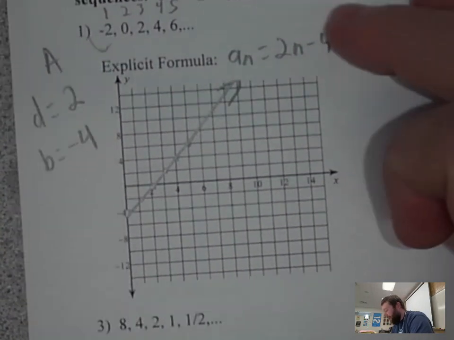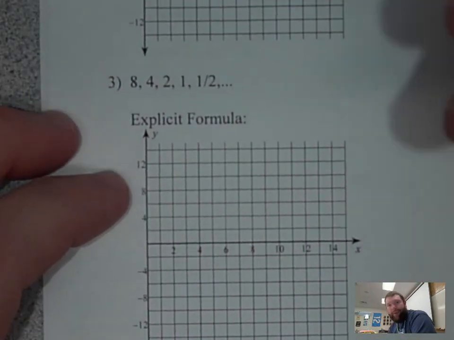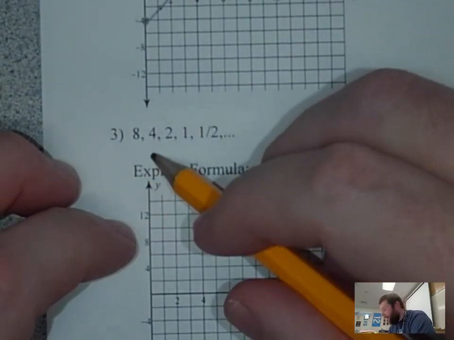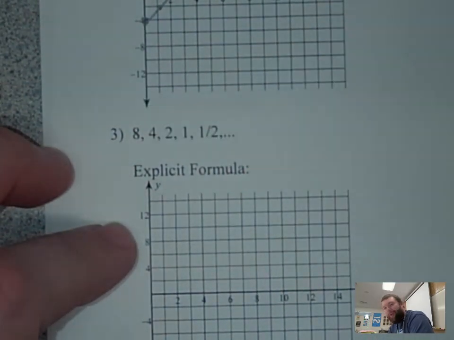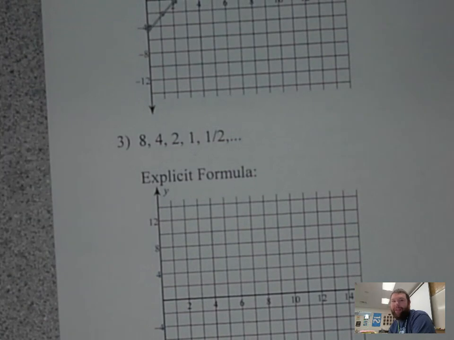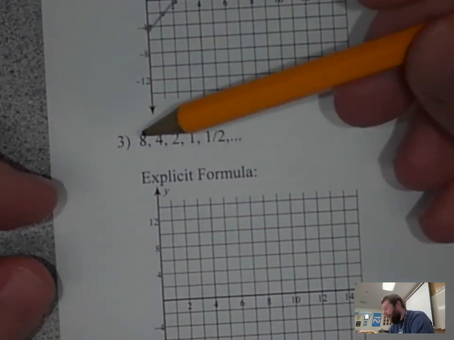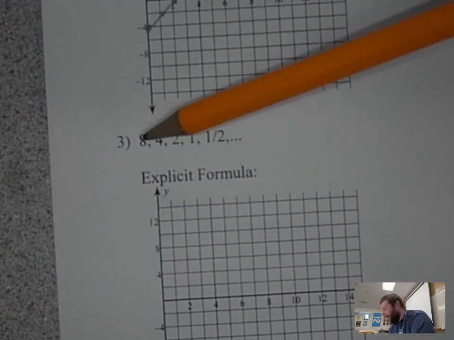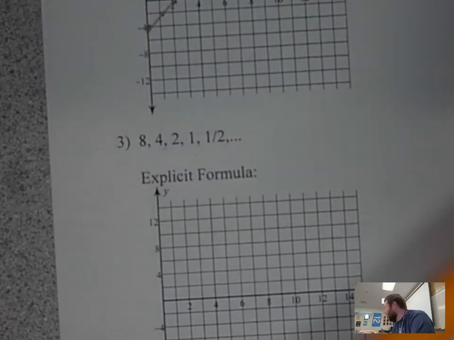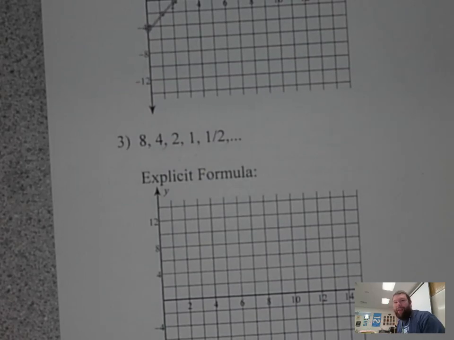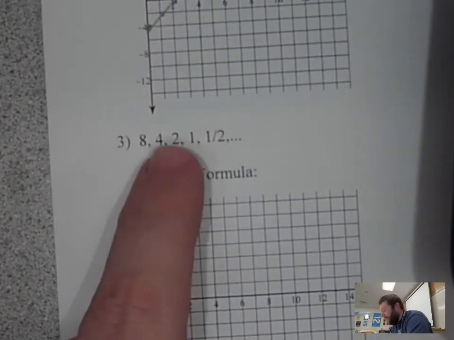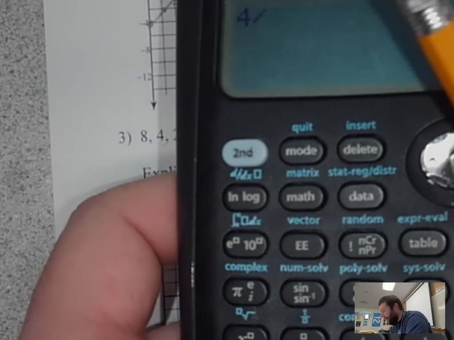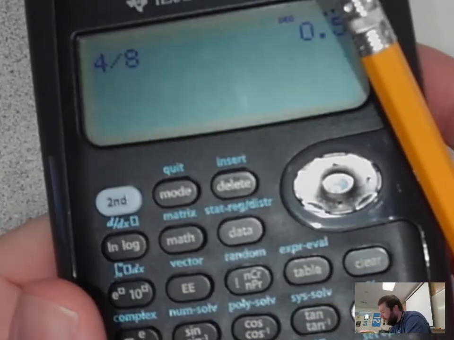If we look at the next problem, this one goes from 8 to 4, from 4 to 2, from 2 to 1, 1 to 1/2. So each time it's going down by a different amount. That's obviously not subtracting. It's probably going to be dividing since it's going down. What would I do to 8 to get 4? I'm dividing by 2. But let's say I don't know what it is. I can always just use my calculator and do the second number divided by the first to figure out the ratio. So 4 divided by 8 is 0.5, or as a fraction, which is what we want, 1 over 2.